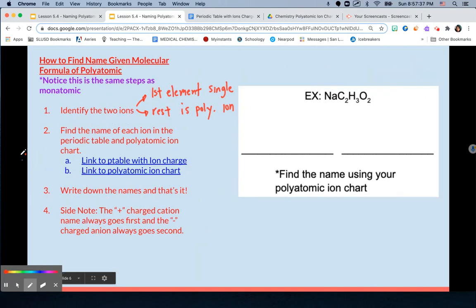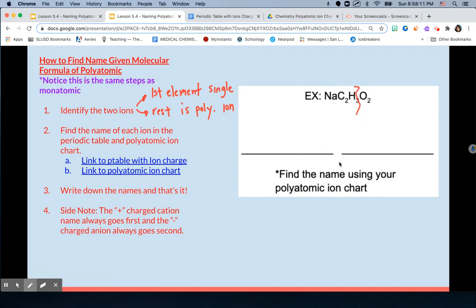Okay, so what if I had to do the opposite? How do I find the name if I have the molecular formula of something that has a polyatomic ion? So here, identifying the 2 ions, this one might be kind of tricky because you might not know where it splits up, right? So what if it splits up here, or maybe it doesn't split up there? Maybe it splits up here or something like that.